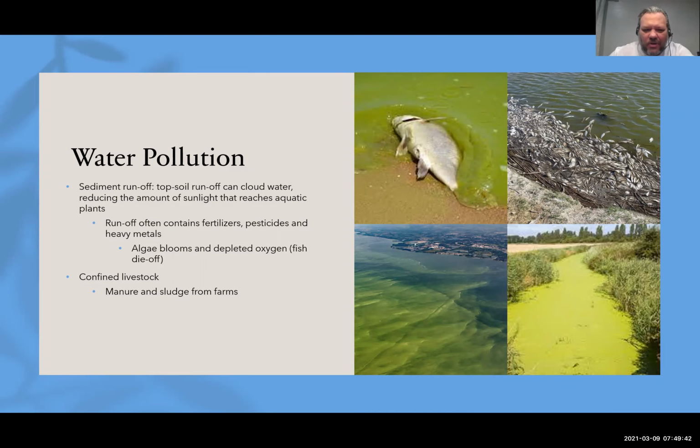So take a look at the water pollution. So when we talk about water pollution, a lot of sediment runoff. So the topsoil that runs off can cloud the water, which reduces the amount of sunlight that can reach those aquatic plants. A lot of times that water runoff is going to contain the fertilizers and the pesticides and other stuff that will run off of the soil and into the water. And a lot of times you'll end up with these things, especially from the fertilizers, called algae blooms. And this is what they are. They really mess up a body of water, and it can suck all the oxygen out. So depleted oxygen. So now you're killing all these fish, and so that is definitely a significant problem.